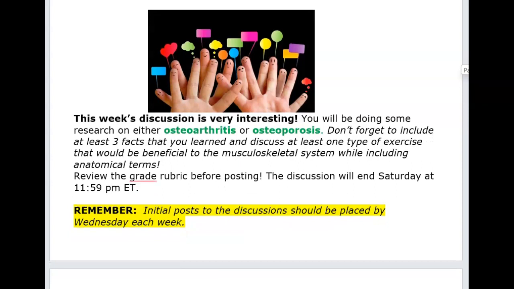And then, of course, we have our discussion this week, and it is a very interesting one. You're going to be doing some research on either osteoarthritis or osteoporosis. Don't forget to include at least 3 facts that you learned and discuss at least one type of exercise that would be beneficial to the musculoskeletal system while including those anatomical terms. Remember to review the grade rubric before posting, and remember that the discussion ends on Saturday at 11:59 p.m.